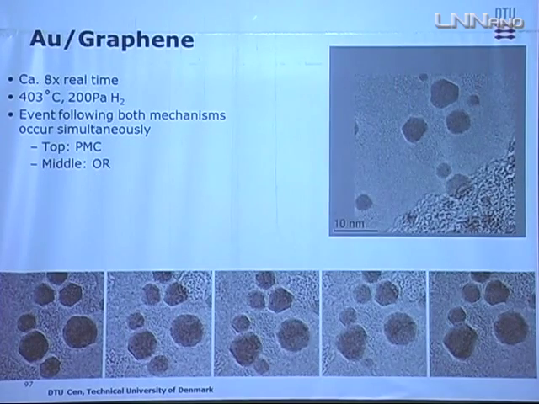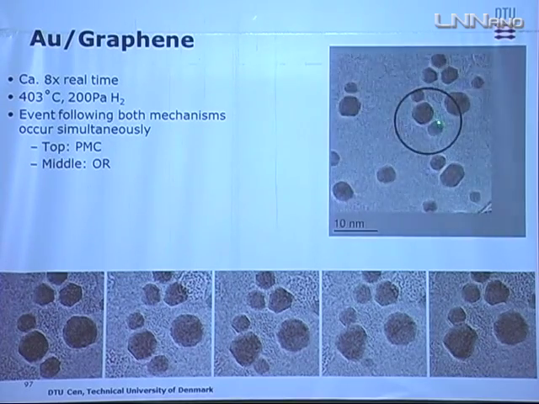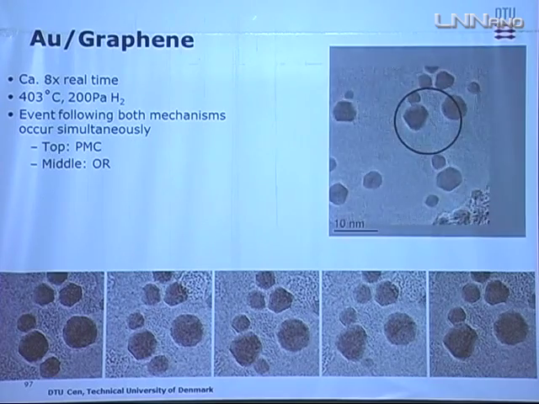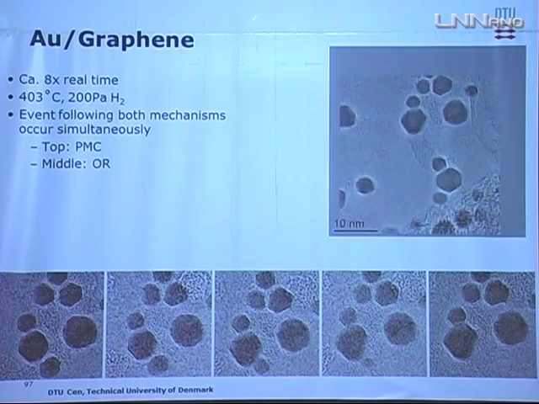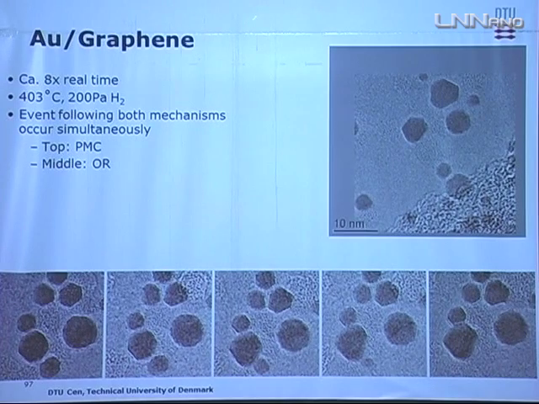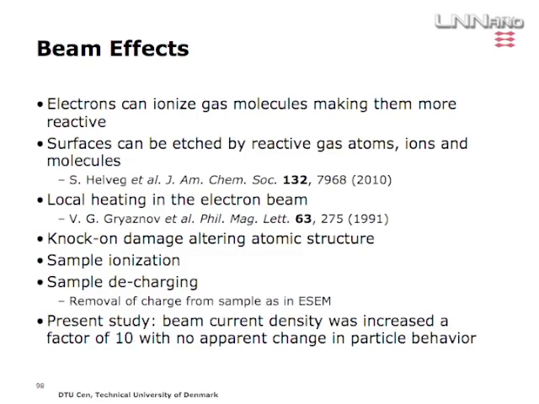So what we see from a movie like this, let me go back to this one, is that you actually see Ostwald ripening happening. This particle is gradually getting smaller, whereas what's happening up here seems to be the whole particle being sucked in more or less at once. So you see both particle migration and coalescence happening and Ostwald ripening happening under the same conditions.